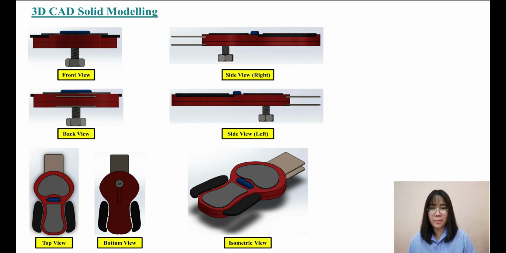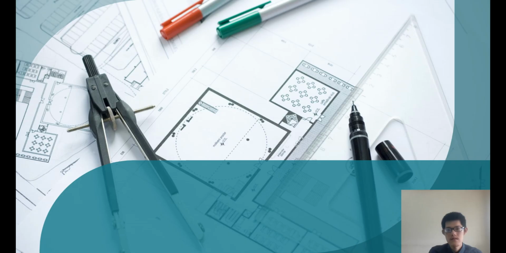My name is Lina Chapmingmin, and now I'm going to explain about the 3D CAD solid modeling. The figures on the left show the multiple views of the 3D CAD solid modeling, which include the front view, back view, top view, bottom view, right and left side view, and isometric view. This part explains about the detailed drawing.